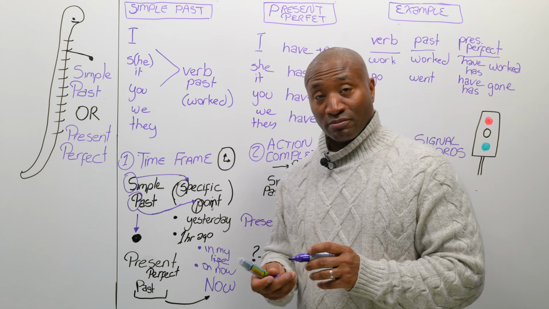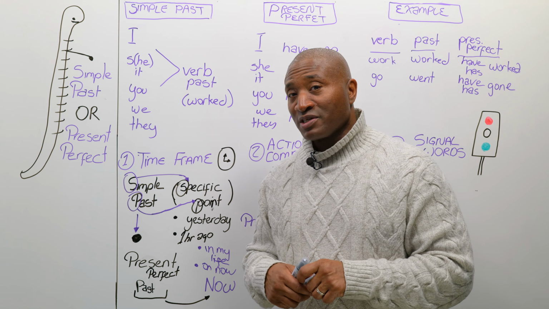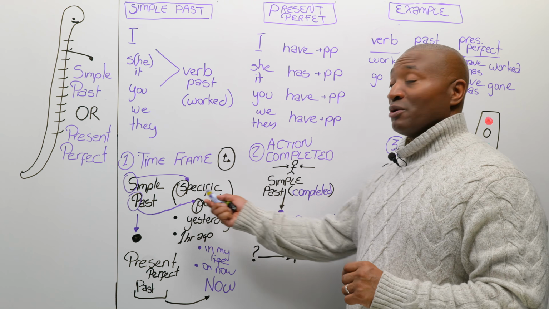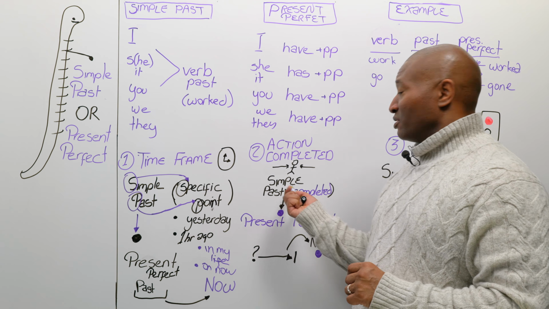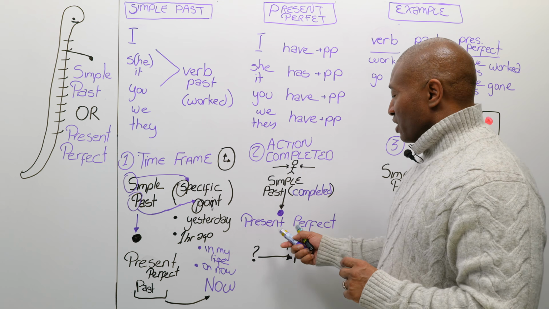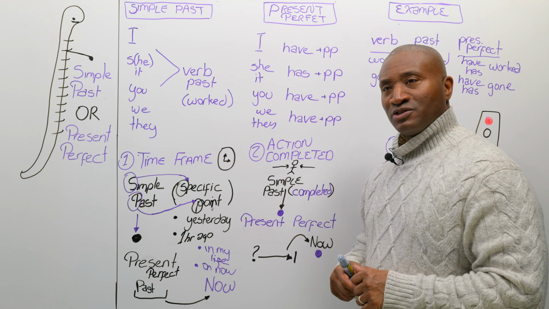Is it finished? Do you have a specific time? Yes, then it was completed at that specific time. So these two go together. At that point in time, this thing was finished, right? But when we talk about the present perfect, this is different.